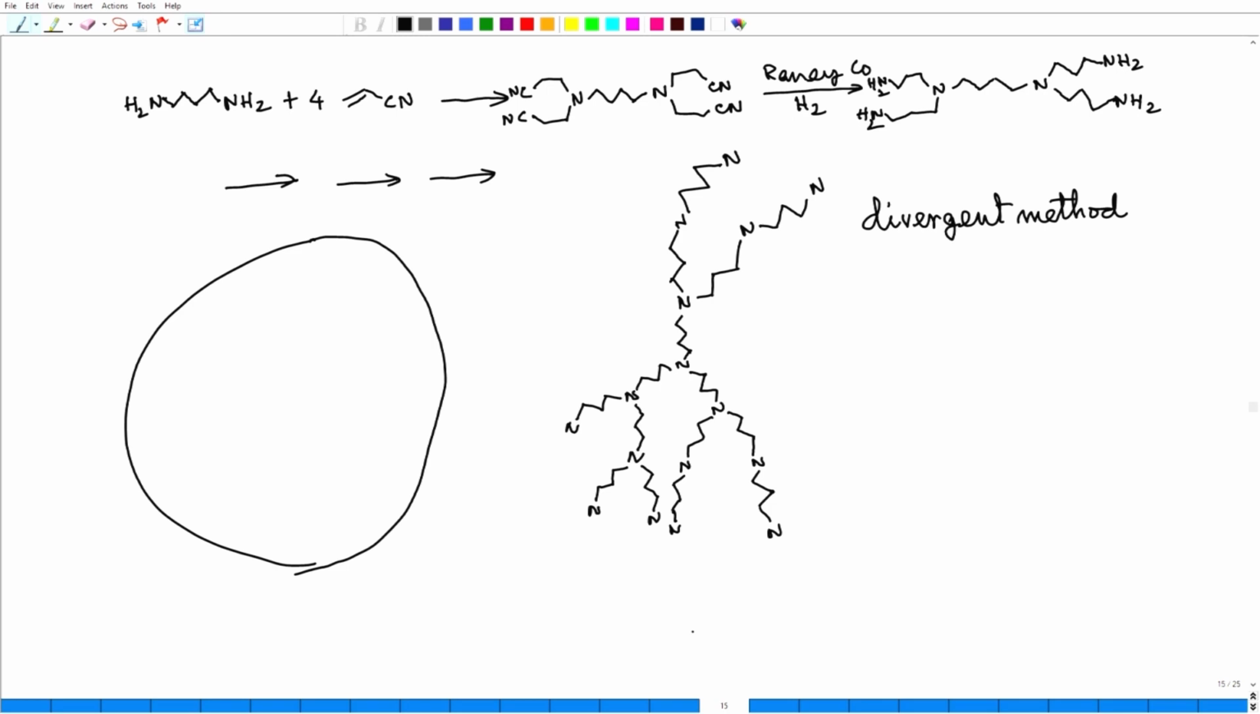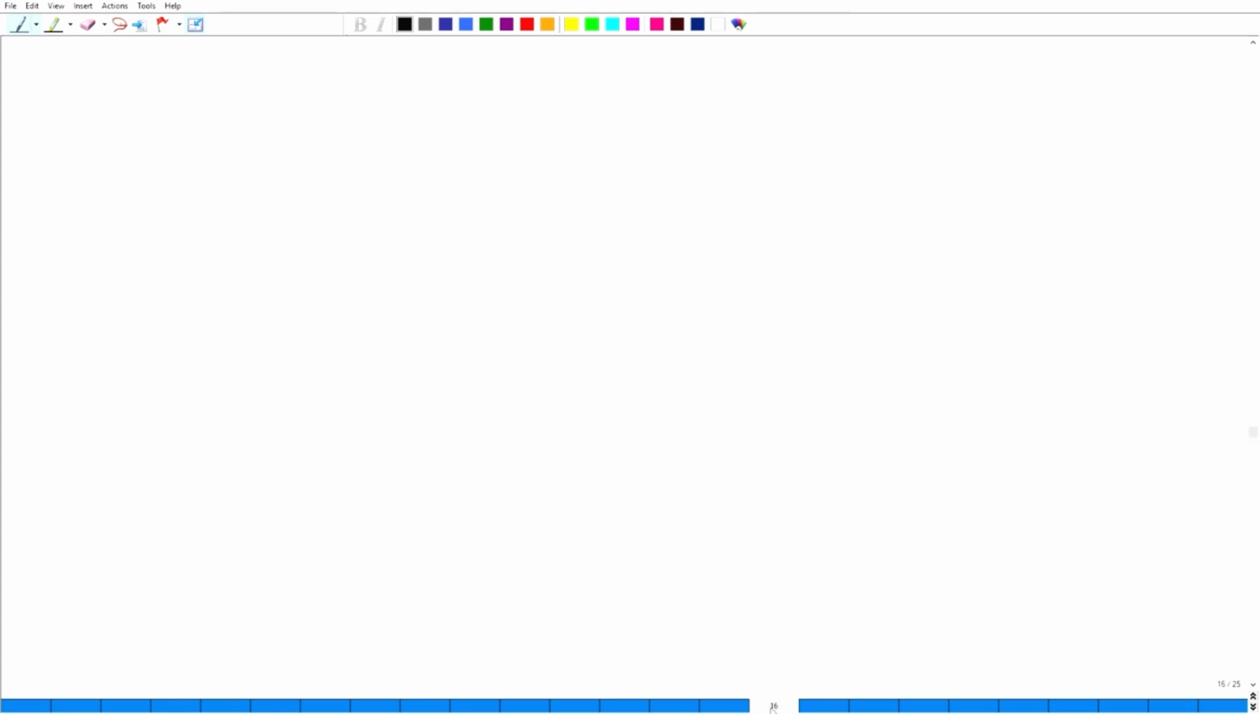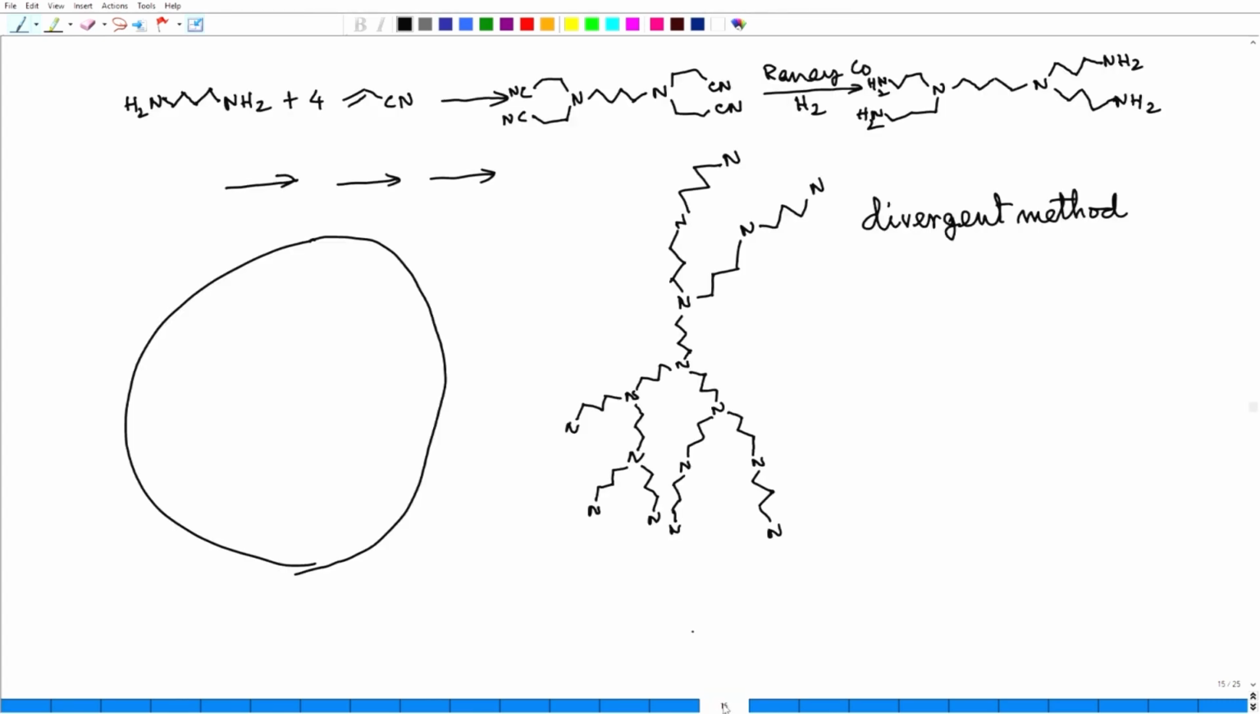All right. There is another called the convergent method. Before I go to the convergent method, see this one part attached to this core, this is the core. So, this is called a dendron. This thing is called a dendron. Okay. So, this dendron, all right.